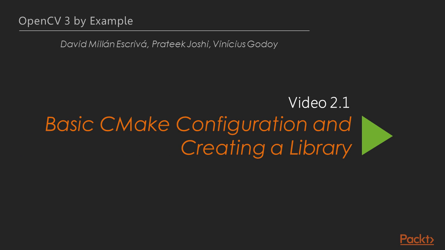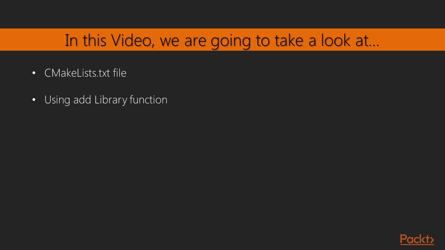Now we move on to the first video of this section that deals with basic CMake configuration and creating a library. In this video, we are going to take a look at the CMakeLists.txt file and use the add_library function.